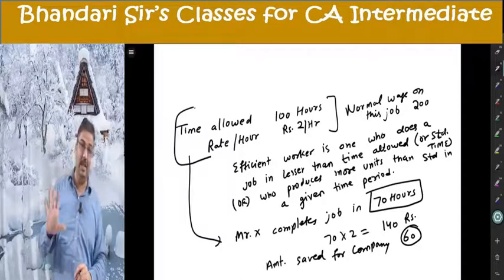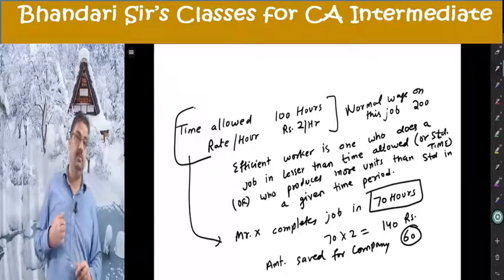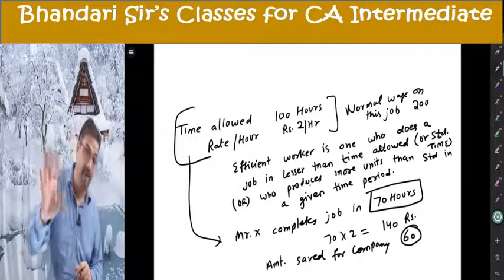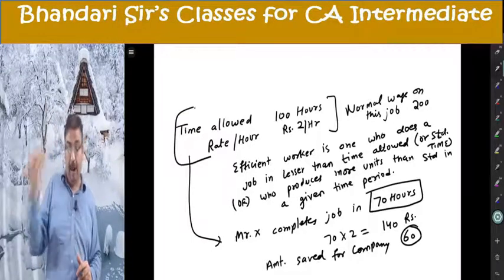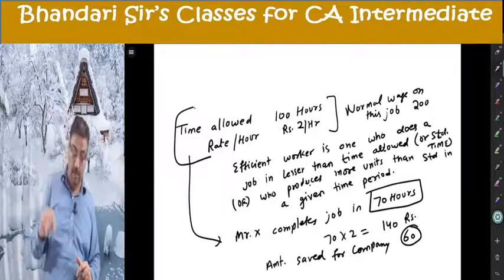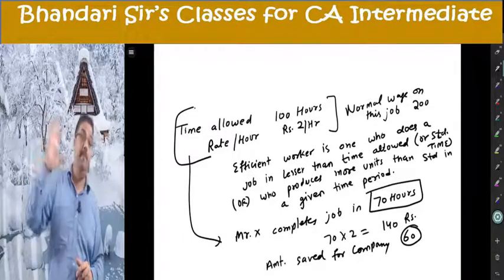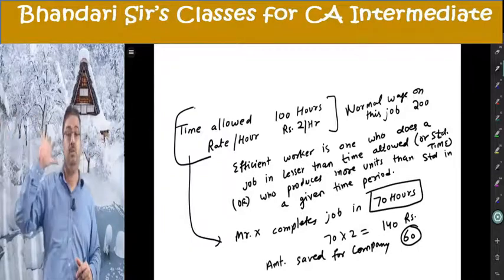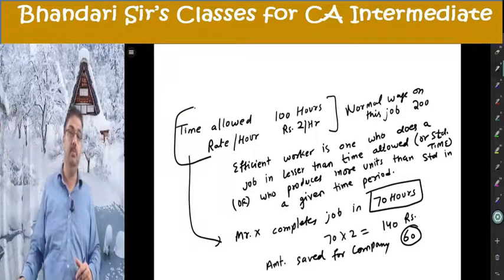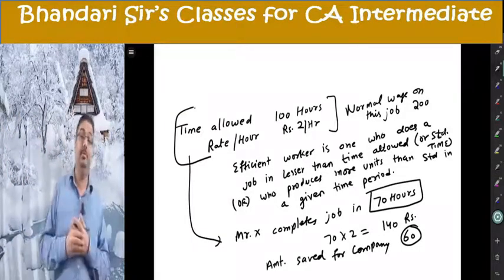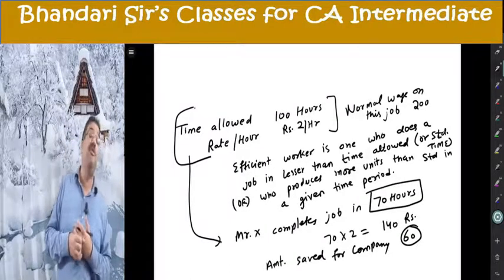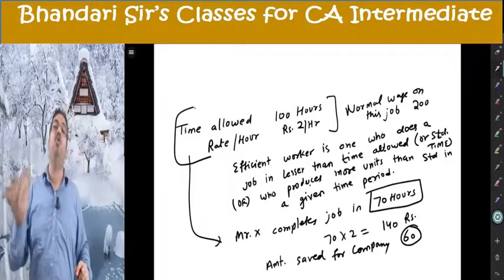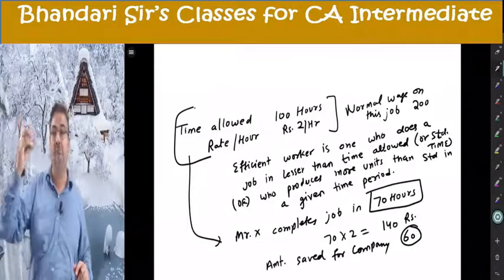Under Halsey plan, they say take 50%. 50% of saving you take, 50% we will keep. So how much he will be paid? He will be paid normal wages 140 plus 30 rupees of bonus, 170 he will be paid. Company is still saving 30 rupees. Under Rowan plan, it's not 50%, it is a proportion determined by a formula, time worked by time allowed.